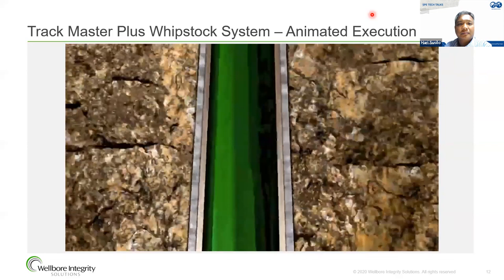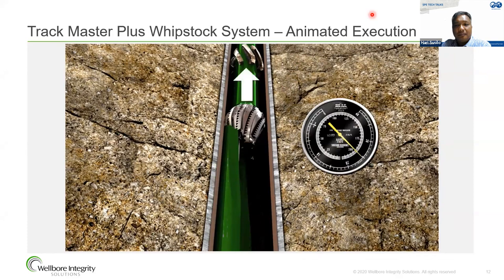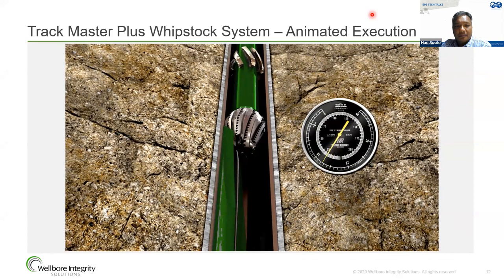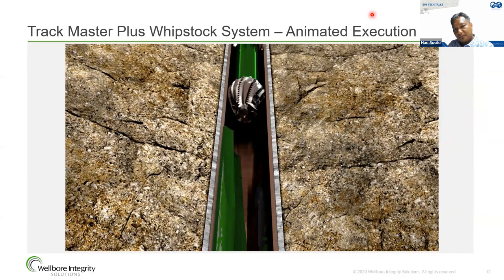With the one-trip TrackMaster Select system, the milling assembly is attached to the whipstock with a shear bolt mechanism. When milling begins, the quick cutout ramp located at the top of the whipstock helps initiate an efficient milling process. Overpull and slack off is then applied, assuring the anchor is set in the casing. The retention mechanism is then sheared, allowing the release of the hydraulic control line and the milling assembly. The milling assembly is picked up to verify the mills have disconnected from the whipstock.